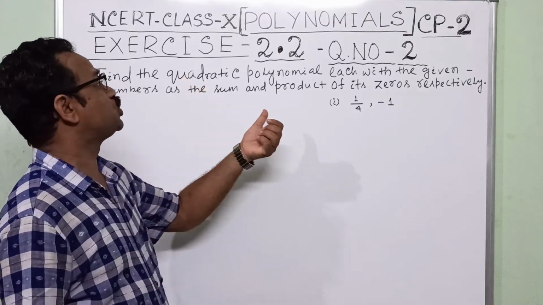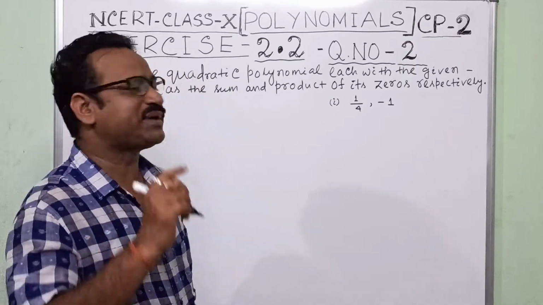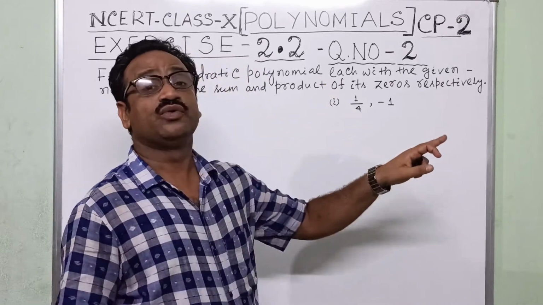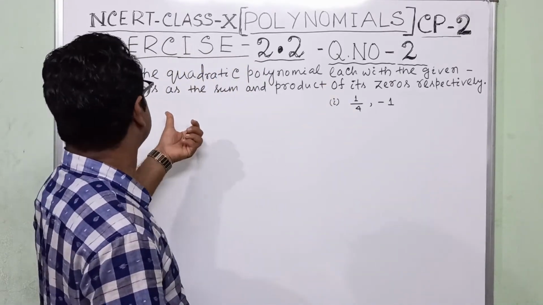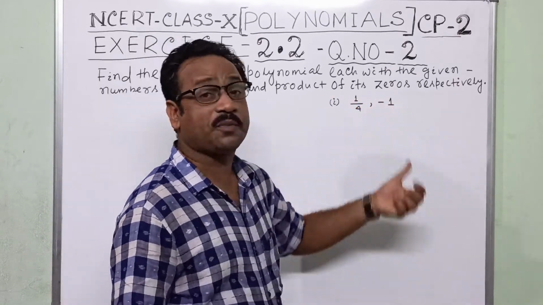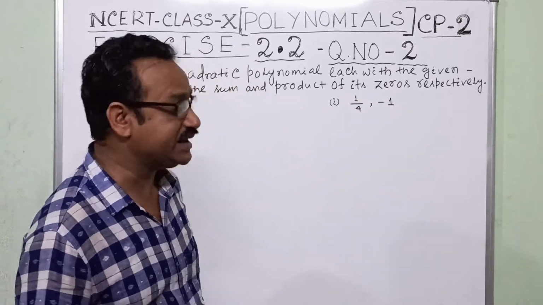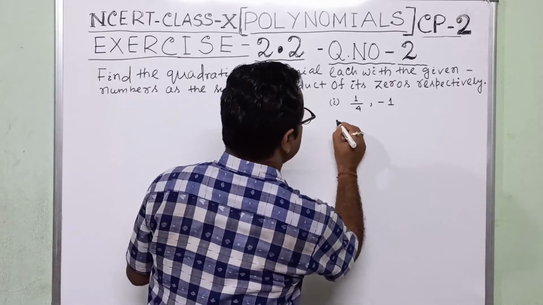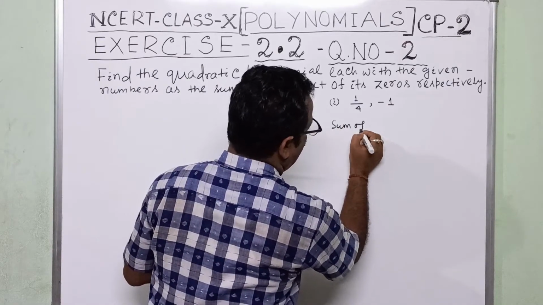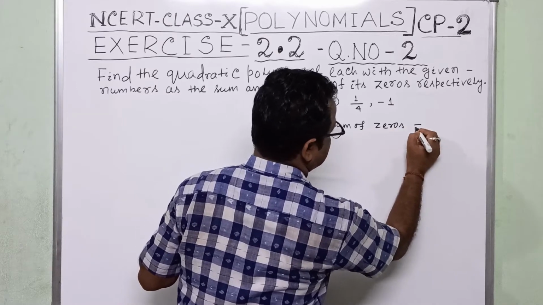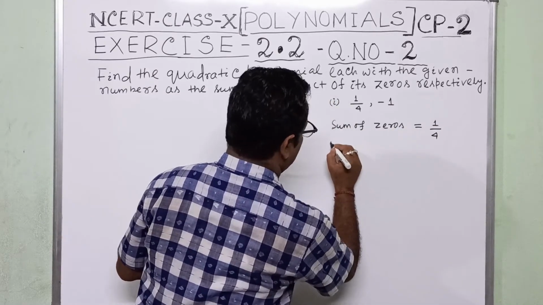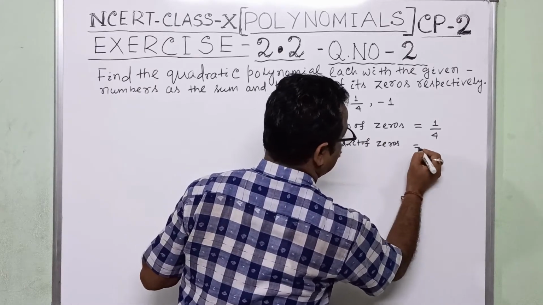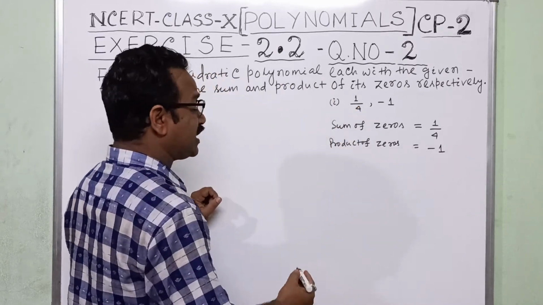We'll go to exercise 2.2, question number 2. What is given in the question? Find the quadratic polynomial each with the given numbers as the sum and product of its zeros respectively. That means 1/4 and -1 both are given. That means sum of zeros is equal to 1/4. Product of zeros is equal to -1.